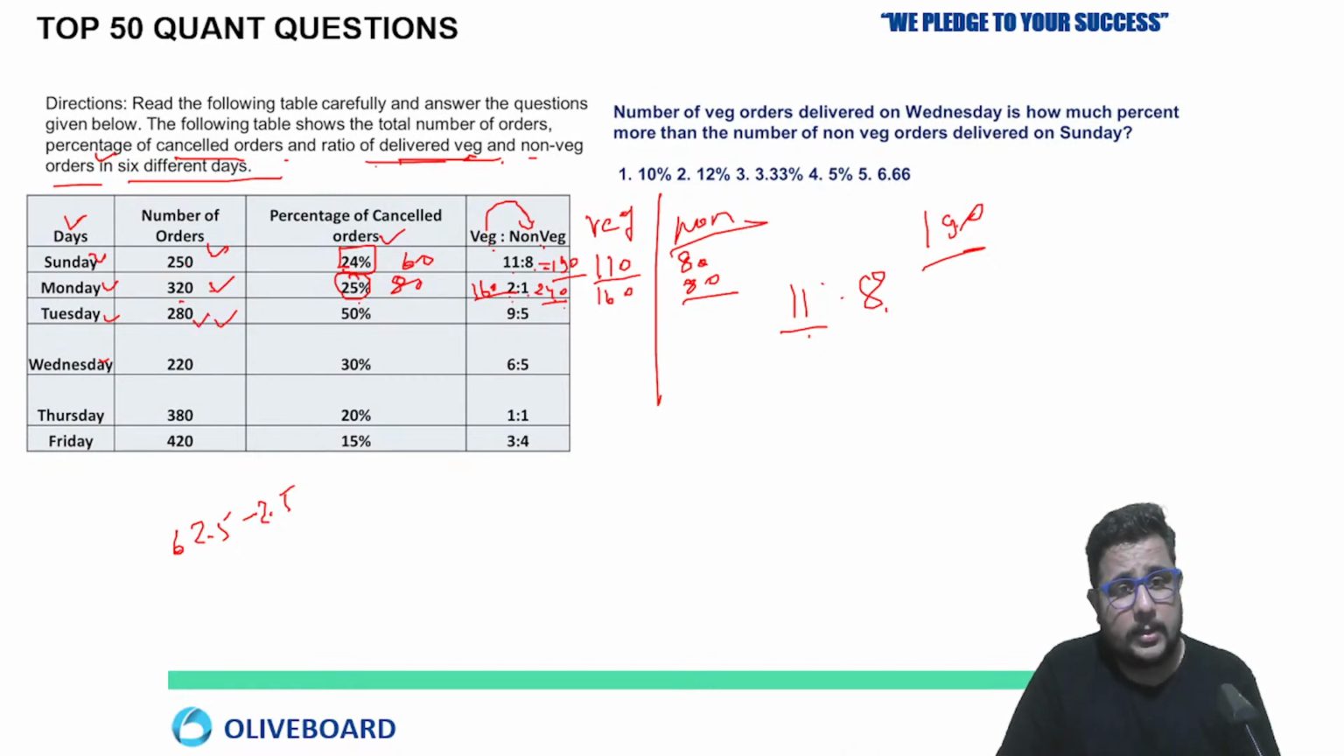280 total. 50% cancelled means 140 accepted and delivered. And the ratio is 9 to 5, veg to non-veg. So 9 plus 5, 14x equal to 140. So x is going to be 10 here. So 9x means 9 into 10, 90 veg, and 5x, 5 into 10, 50 non-veg. Clear? Similarly for Wednesday, we have 220.